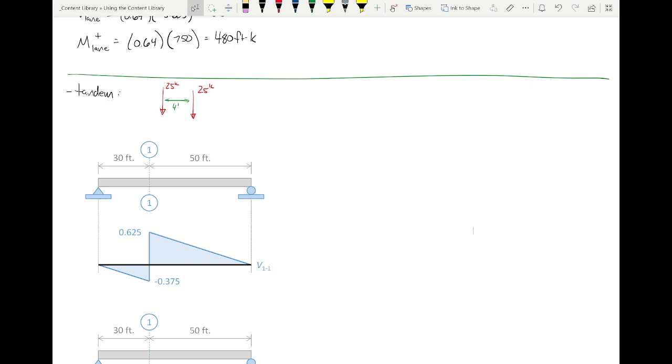So what I'm doing for positive shear is I'm saying 25, 25, right? So I need this value, and I need that value, where this dimension is 4 feet. Now I'll show you a little trick. What is this dimension right here? What is 0.625 times 46 over 50?